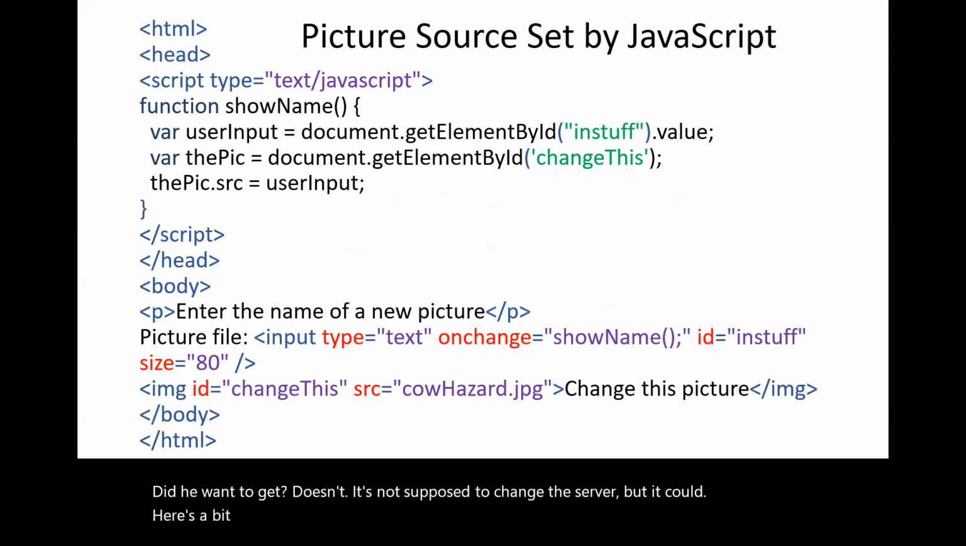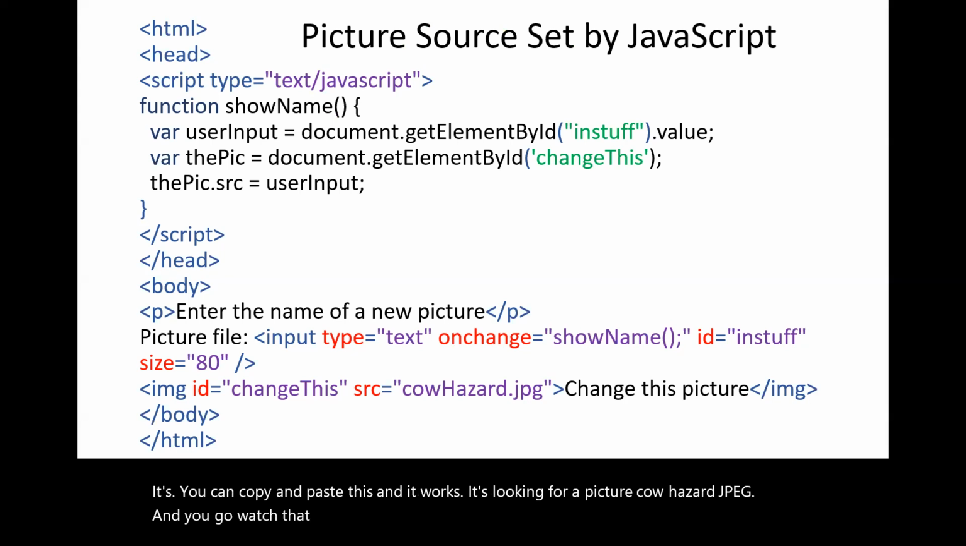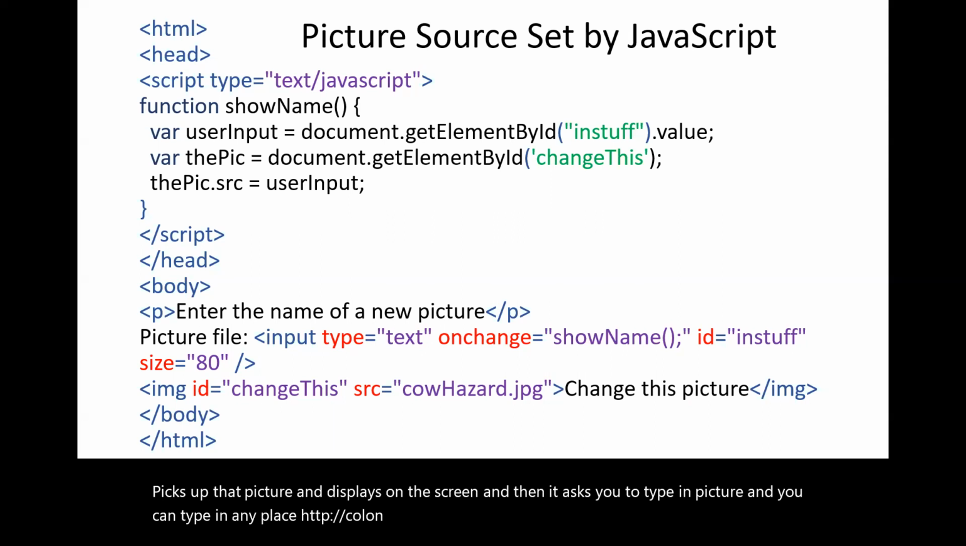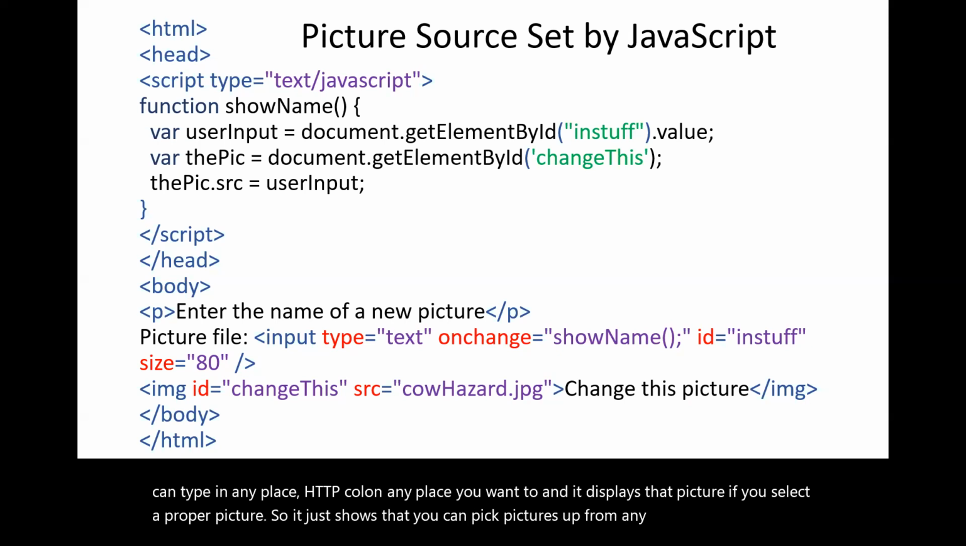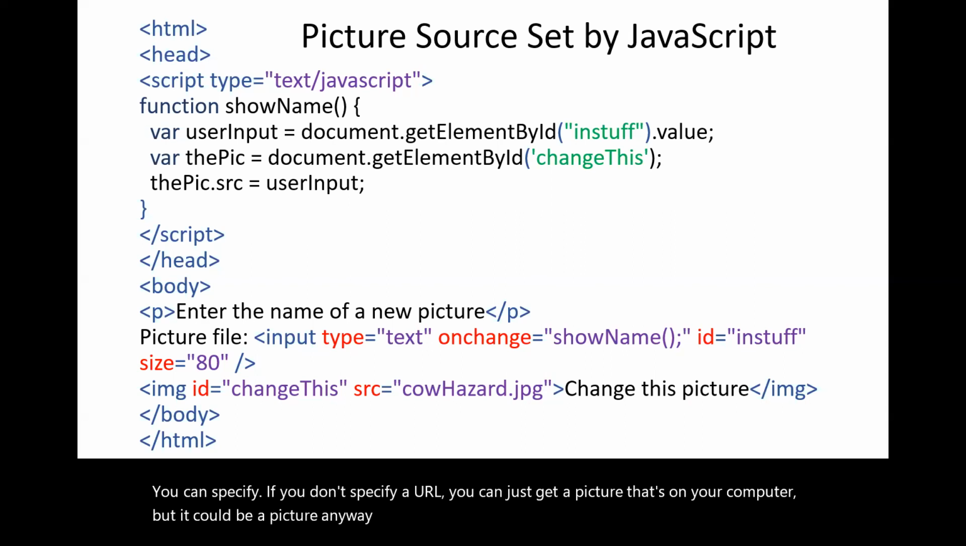Here's a bigger, full example of getting a picture. In this particular program, you can copy and paste this, and it works. It's looking for a picture, cowhazard.jpg, and you go out to that website. It picks up that picture and displays it on the screen, and then it asks you to type in a picture, and you can type in any place, HTTP, any place you want to, and it displays that picture if you select a proper picture. So it just shows that you can pick pictures from any place on the web. If you don't specify a complete URL, you can just get a picture that's on your computer, but it could be a picture any place on the web that you specify.